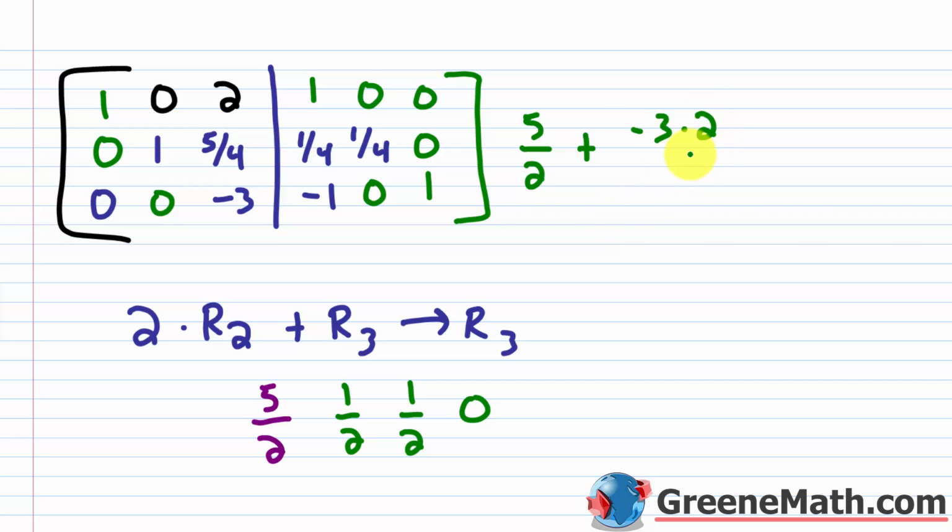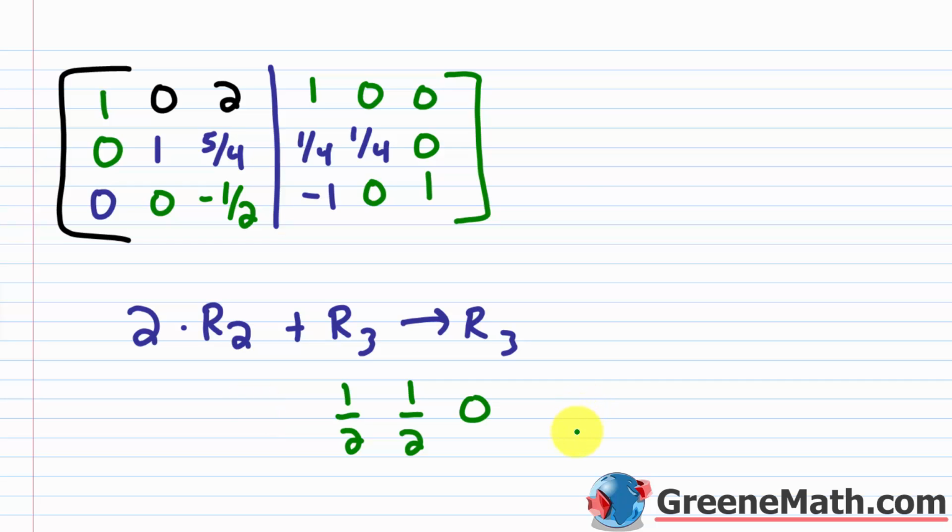I'm going to multiply this by 2 over 2. So I could say this is negative 6 over 2. 5 plus negative 6 is going to be negative 1. So this is negative 1/2. Okay, so this is negative 1/2. So that's what I'm going to replace this guy with. Negative 1/2. Okay, so let's move on now to this one.